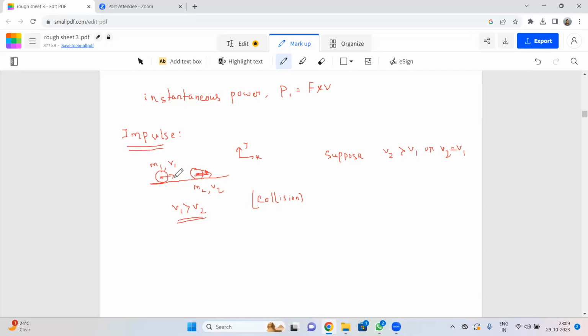Now suppose after some time t, both these balls will be in contact. Both are moving in this direction. Suppose at that point, the first has mass m1 and velocity v1, and the second has mass m2 and velocity v2. Then after that point, what is going to happen?